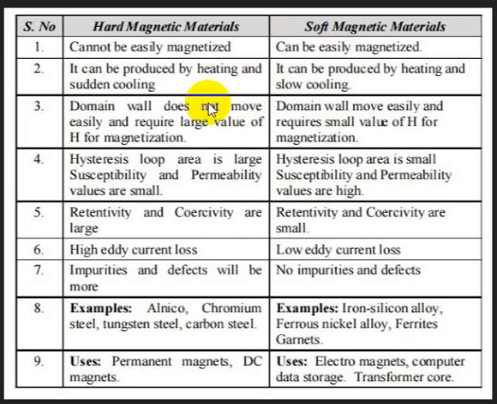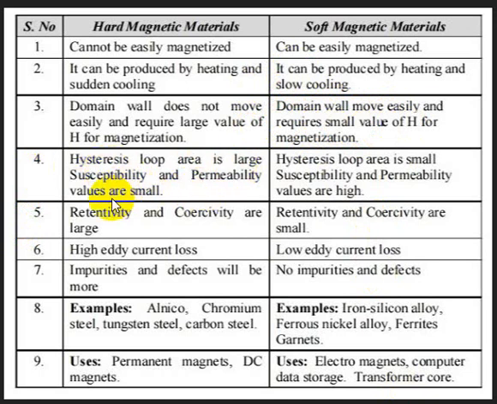Number 3 is the domain wall does not move easily and requires a large value of H for the magnetization for the hard magnetic materials. The domain wall does not move easily. I will discuss it in the next points. And you require a large value of H. I will discuss in the hysteresis loop area. I will show you the graph. And for the soft magnetic material, the domain wall will move easily and require a small value of H for the magnetization.